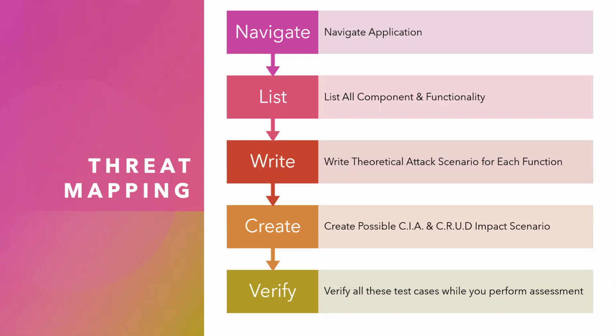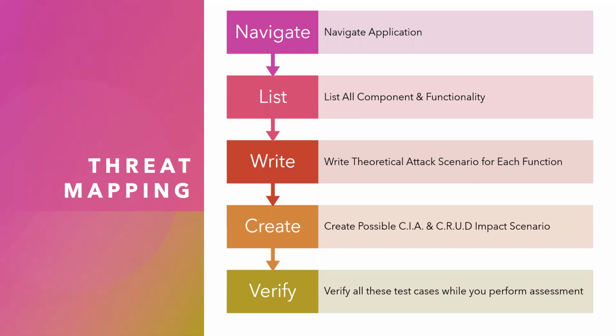Now, suppose there is a function A. What if you theoretically imagine the attack scenario for that function A? So, say an attacker can delete function A from user B's account, or an attacker can pop up an XSS payload or something else into the A functionality, something like that, right? So, having a mindset about each functionality will give you a good idea about possible test cases. Threat mapping helps you understand what could be the possible test cases for each functionality and each component.